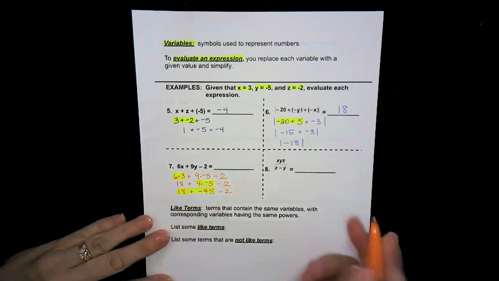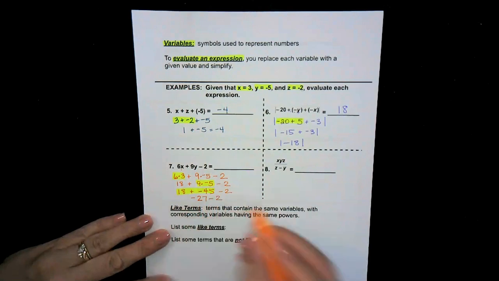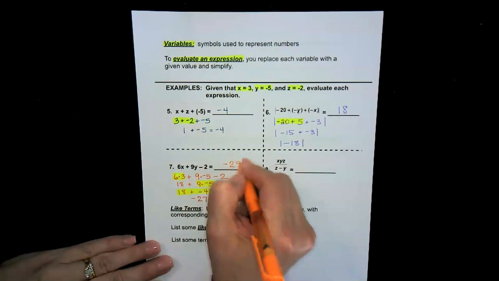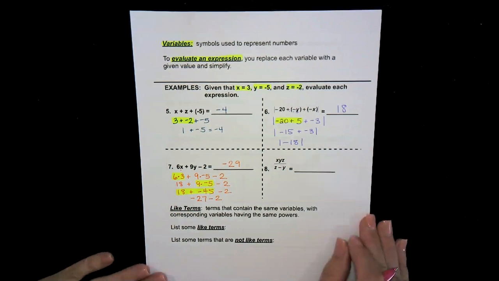So 18 plus negative 45 would give me negative 27. And negative 27 minus 2 would give me negative 29. Again, feel free to use your calculator on that. That free online graphing calculator from Desmos is a game changer. I hope that whatever math class you are taking, you definitely have that bookmarked.